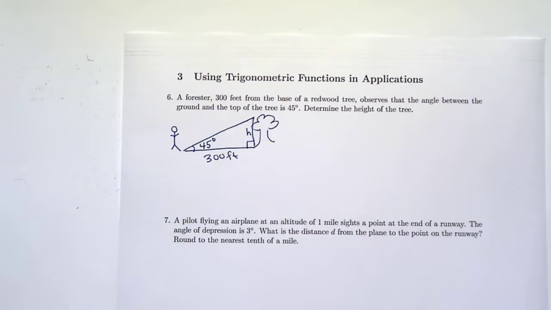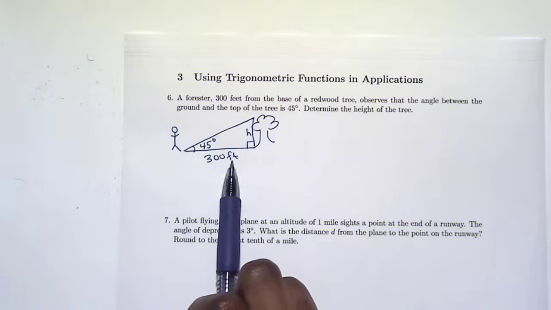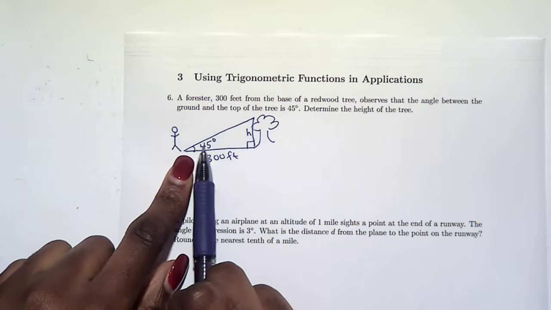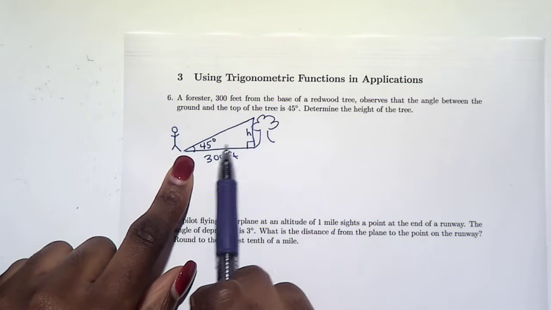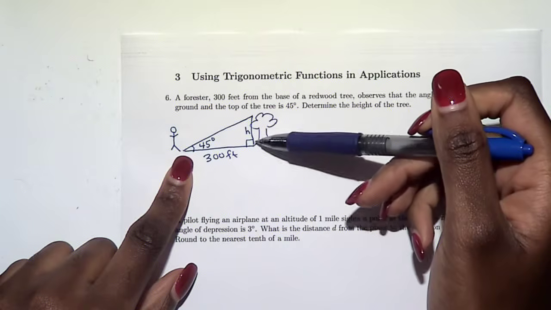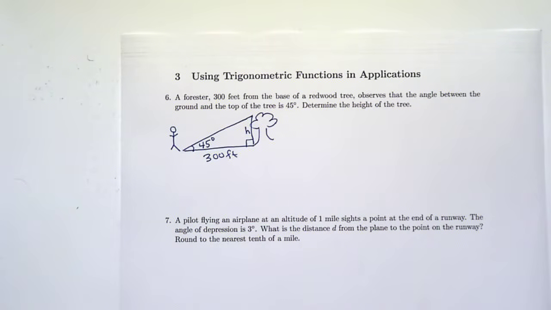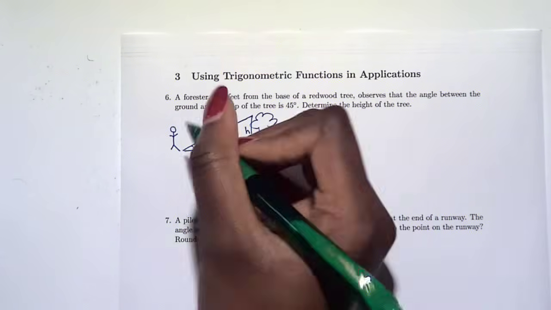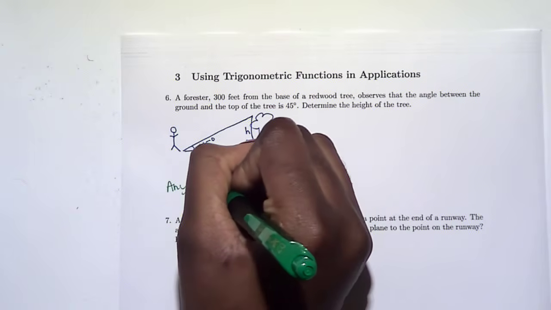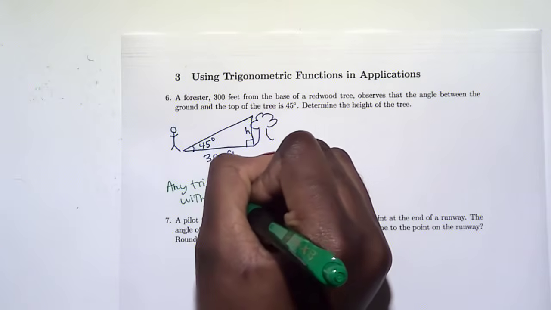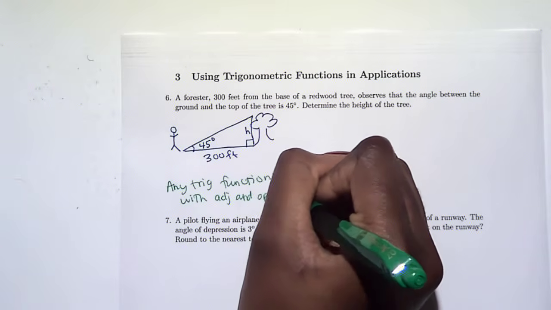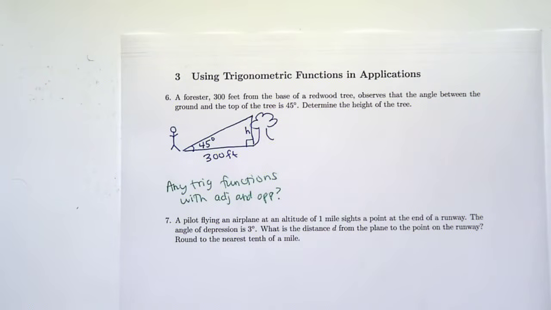Okay, and so let's think about how we define our trig functions with side lengths related to our angle. So where 300 is the adjacent side of our triangle and the height is the opposite side of our triangle. So do we have any trig functions that deal with adjacent and opposite? All right, so if we go through our list, which ones deal with adjacent and opposite? That would be tangent and cotangent.